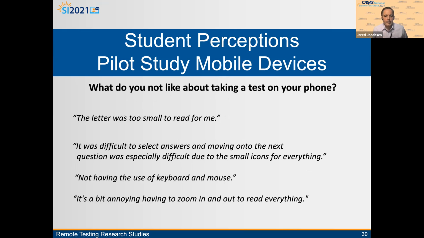It was difficult to select answers, and moving on to the next question was especially difficult due to the small icons for everything. So this comes down to screen size, and also there were some issues about moving on to the next question, about navigating the screen. So that came up relatively often as a comment. Not having the use of keyboard and mouse. So being used to taking a test on a desktop or laptop, using your keyboard and mouse a lot, moving to a phone, obviously that can be an issue and can make someone uncomfortable in navigating the test. That came up, and it's a bit annoying having to zoom in and out to read everything.